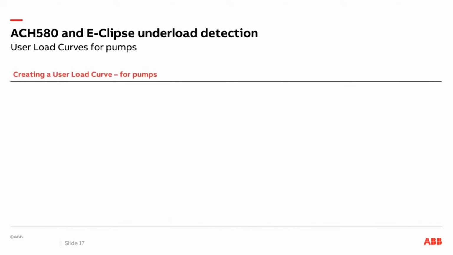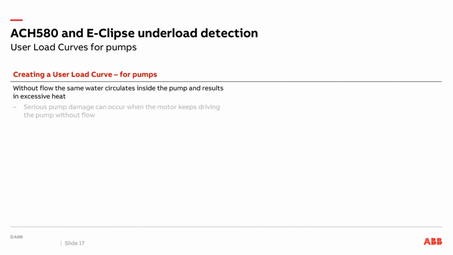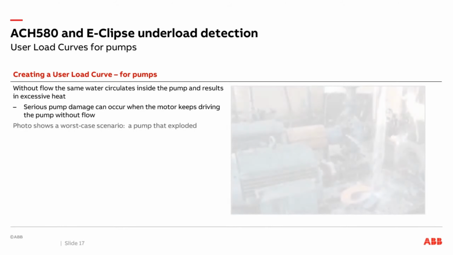Without flow, water just circulates within the pump, creating excessive heat. If left unattended, this excessive heat will cause the seals to fail and the pumps to leak. The photo on the right shows a worst-case scenario.